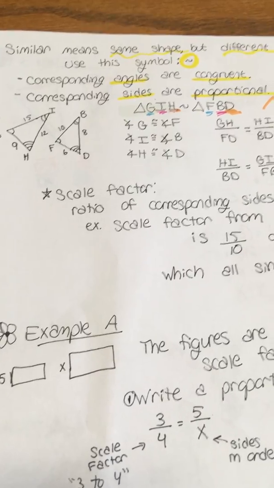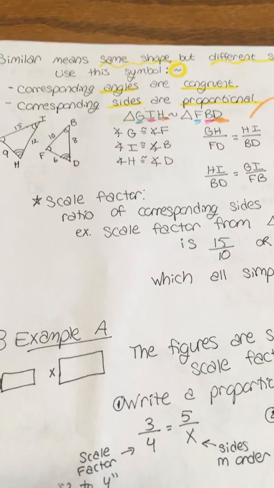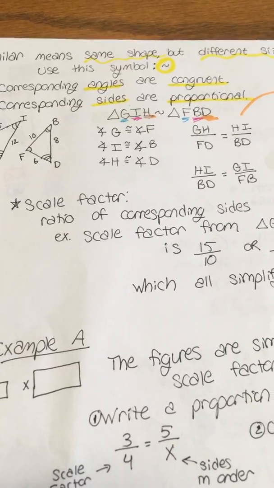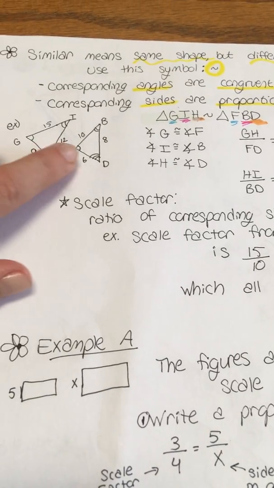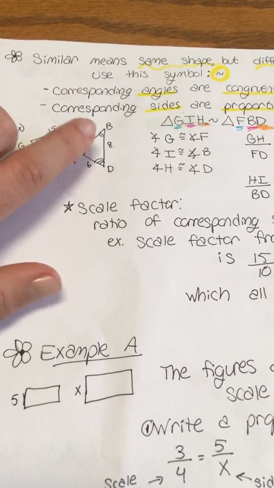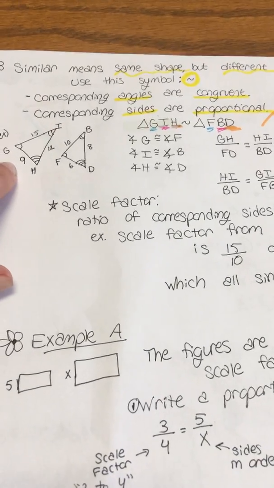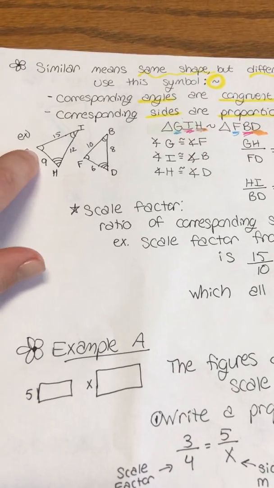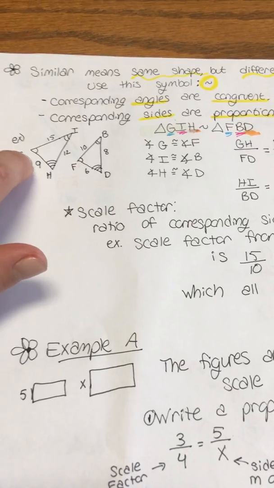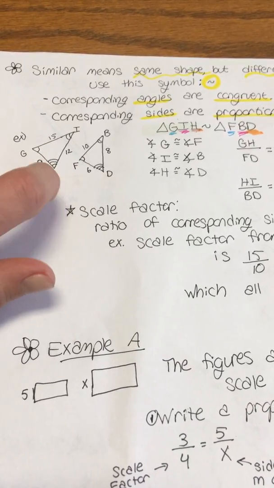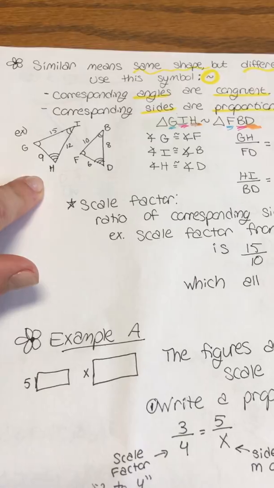In similar figures, corresponding angles are congruent, so all the angles would be the same measure. So see here, the angles all correspond, they're the same measure. However, corresponding sides are proportional. So for example, if you look at GI and FB, they're not the same size, but they are all in proportion to make the same shape.